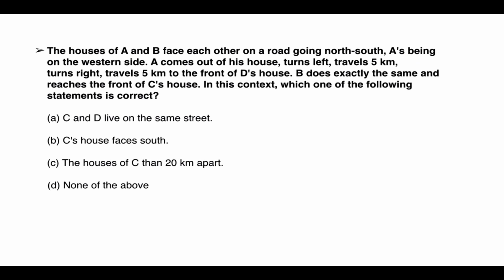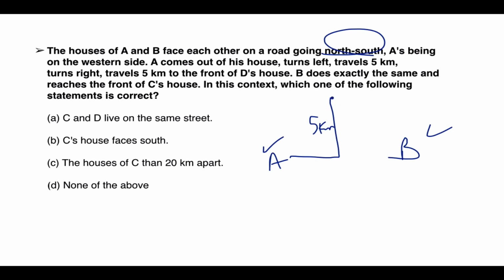Absolutely simple, straightforward questions. A and B live opposite to each other, A on the west, B on the east. Now they are moving towards north and south. There is a lane. A comes out of his house, travels 5 kilometers left, and then travels 5 kilometers towards his right. B does exactly the same thing. B reaches in front of the house of C, while A reaches in front of the house of D.